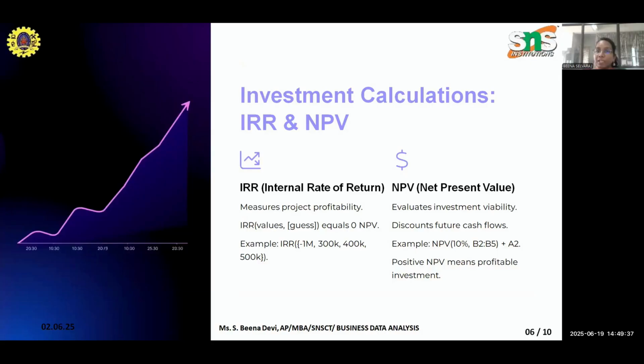And next, we can calculate the NPV, the net present value. That can also be calculated using Microsoft Excel. Using the NPV, the rate of interest, it evaluates the investment by discounting the future cash flows you are going to get. All this can be implemented, and you can get the net present value.